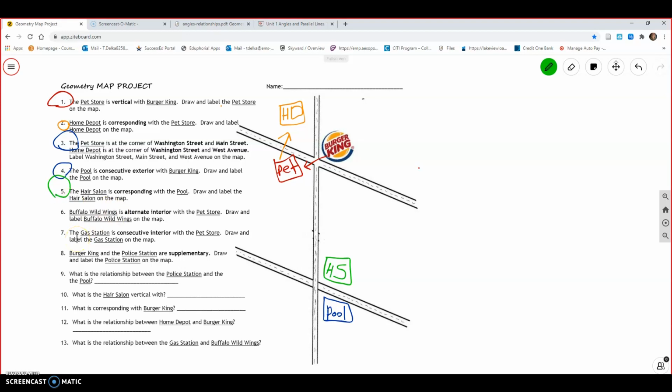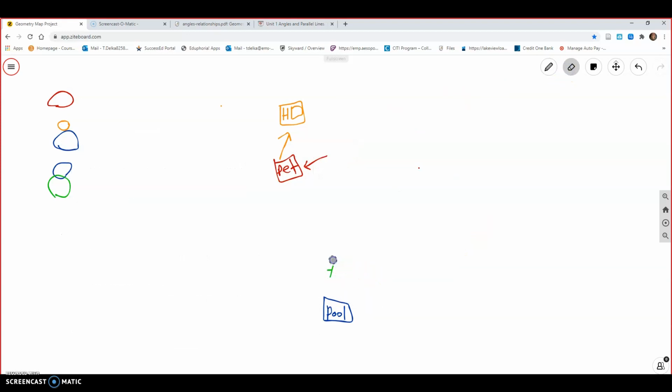Okay, new Buffalo Wild Wings. That's what Saginaw needs. Buffalo Wild Wings is alternate interior from the pet store. Okay, so here's something. We put the hair salon in the wrong place because Buffalo Wild Wings is alternate interior. Interior means inside these two lines right here, and alternate would be this angle's here, so that angle's there. So I actually need to erase my hair salon.